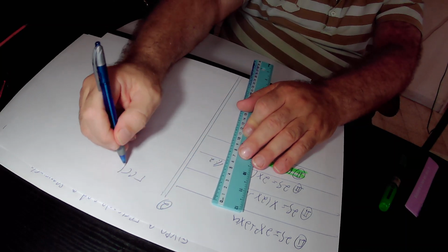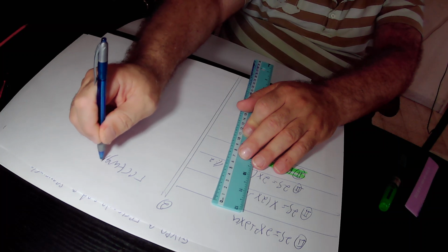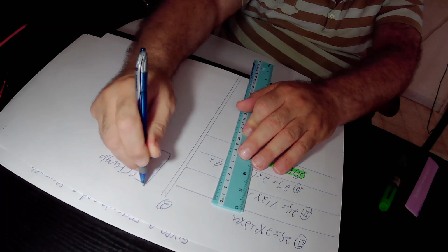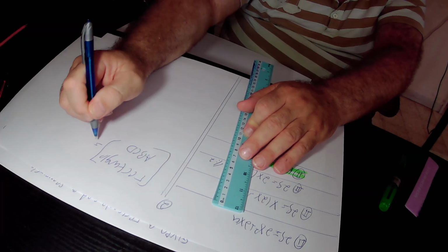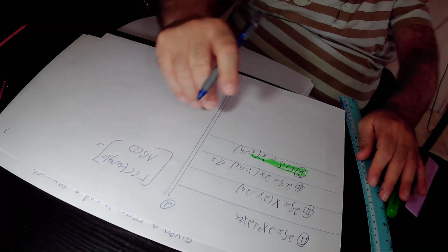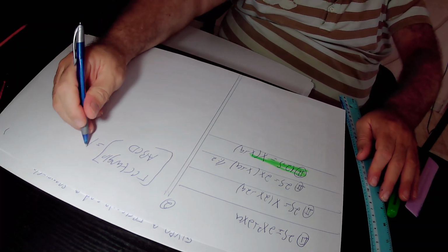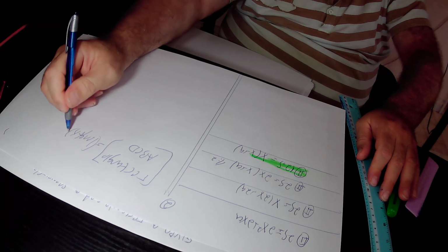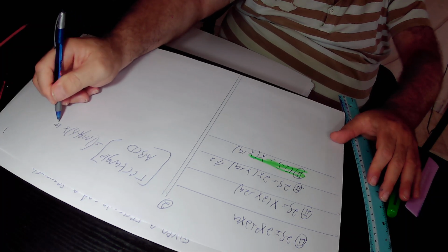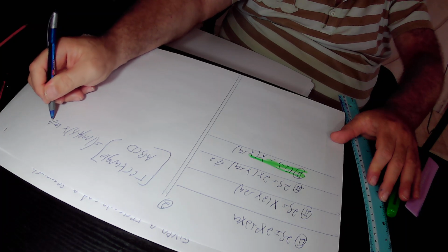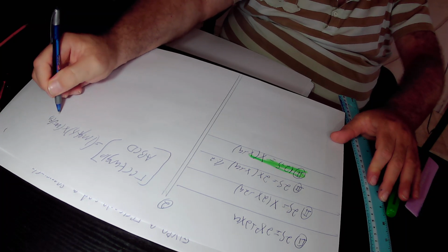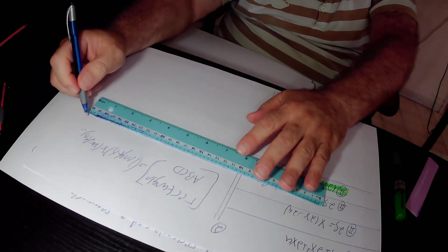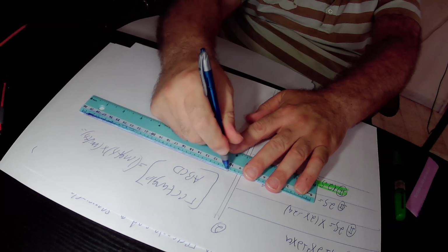So what is the area of rectangle ABCD? Actually, we know that the area of any rectangle equals the length of the rectangle times the width. Repeat again, the area of any rectangle equals the length times the width. And therefore, the area of rectangle ABCD must be equal to the length of rectangle ABCD times the width of rectangle ABCD.